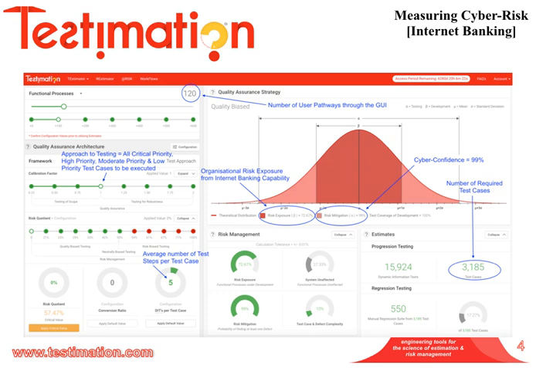In other words, if we successfully pass 3,185 test cases, then our cyber risk will be less than or equal to 1%, and therefore our cyber confidence will be greater than or equal to 99%. The obvious question now becomes, is this 3,185 test case estimate correct?